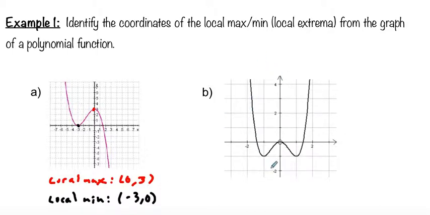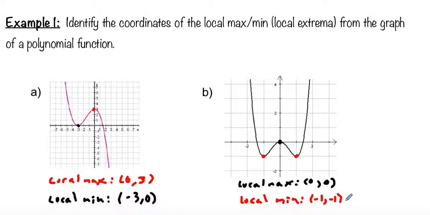And then the next one over here, we've got a local max there. And it's there at 0, 0. Again, it's a hill. The valleys are your local mins. And what would those be? You've got one here, and you've got one here. So you have to identify those. So -1, -1, and another one over here is 1, -1.